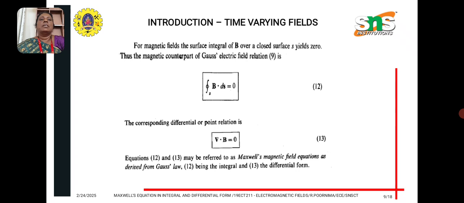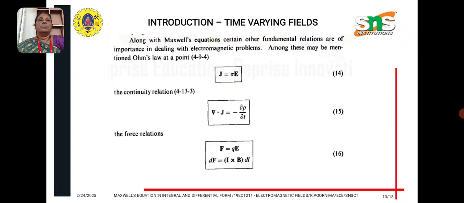Finally, the surface integral of B over a closed surface yields 0. Thus the magnetic counterpart of the Gauss electric relation is the integral over the surface of B dot ds equals 0, and the corresponding point relation is del dot B equals 0. Equations 12 and 13 are Maxwell's equations derived from Gauss' law of magnetic field, in point form and also integral form. Maxwell's equations are given as fundamental relations, and they are very important in dealing with electromagnetic problems.